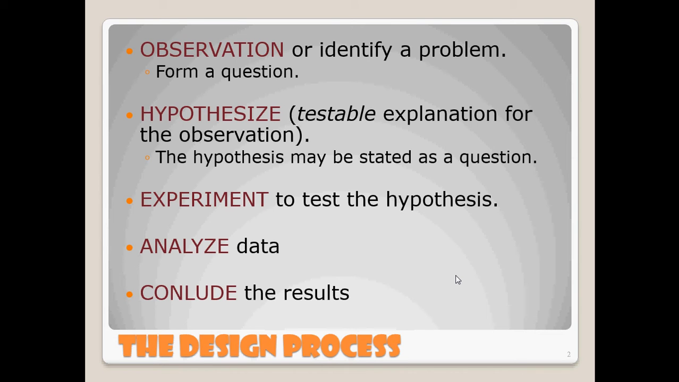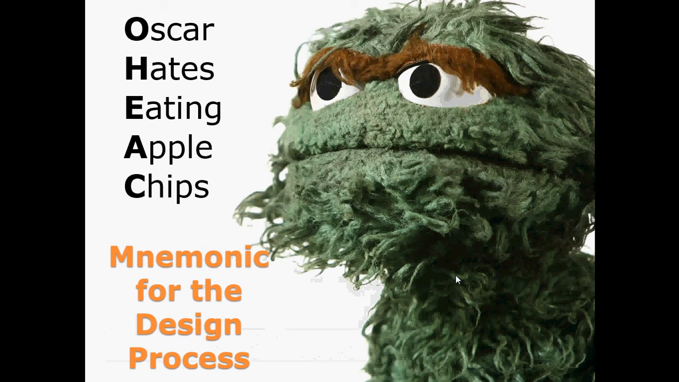On the next slide, I'm going to show you a good way to remember this. This is called a mnemonic device, and this is for the design process. I have Oscar hates eating apple chips. So the O is for observation, H, hypothesis, E, experiment, A, analyze, and C for conclude or conclusion. This is a good way, if on a quiz or a test you're struggling to remember the order or what the words are, just think back, Oscar hates eating apple chips.